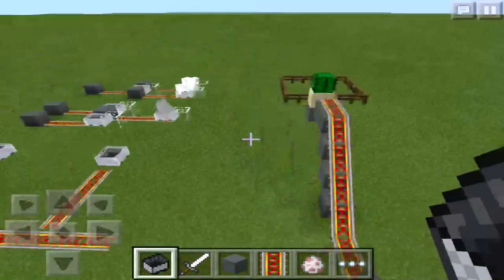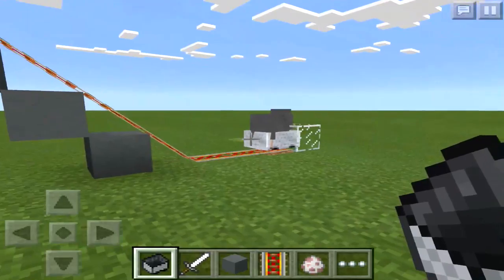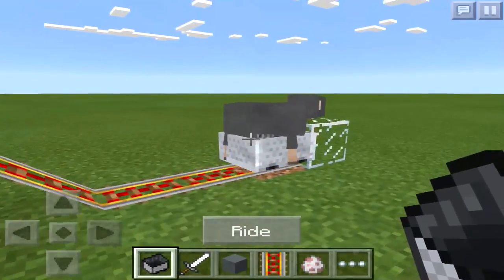So anyway, this is another thing I want to demonstrate. This is how to destroy a minecart, basically.